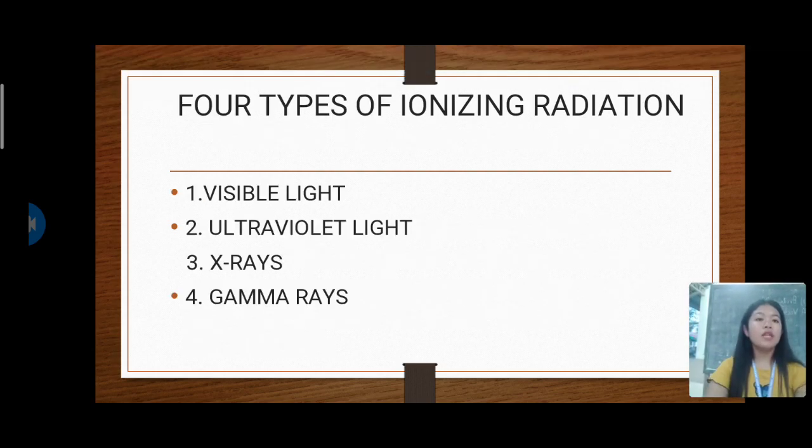4 types of ionizing radiation. Number 1, visible light. 2, ultraviolet light. 3, X-rays. 4, gamma rays.